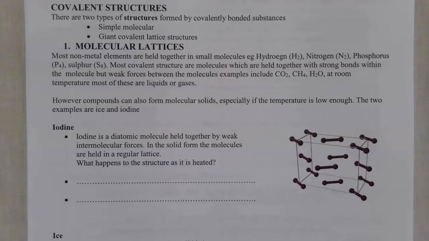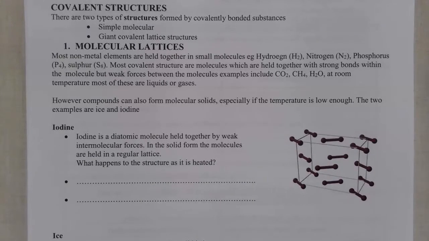Welcome back, and in this next video we're going to be looking at the structure of covalently bonded substances. They all have covalent bonding, but their structure is quite different, and you need to understand the difference between a giant covalent lattice and a simple molecular structure. Okay, so we're on page 8 of your notes and we're looking at these two types of structures, simple molecular and giant covalent lattice structures.